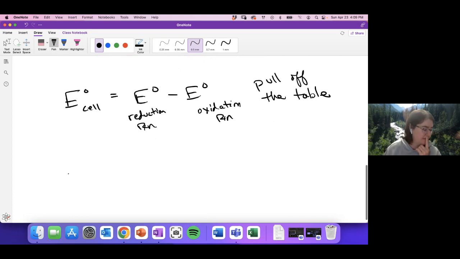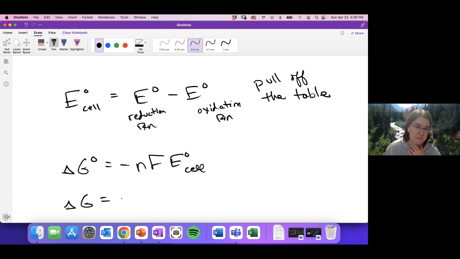Speaking of things to do with E-cell, we can also relate that to Gibbs free energy: delta G equals negative nFE. This one's also kind of an odd one because essentially we can talk about spontaneity as well, or we can talk about the standard version. So this is one of those where either both things are standard or both things are not standard. They both relate to each other. Here n is moles of, actually no, not moles of electrons. That's a misnomer. This is the number of electrons transferred.